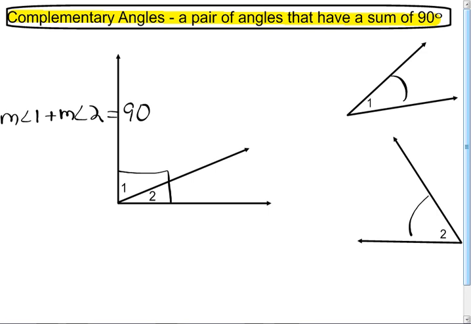Do you remember complementary angles from previous classes? Good. I don't want to spend a lot of time on it. Ready to change?